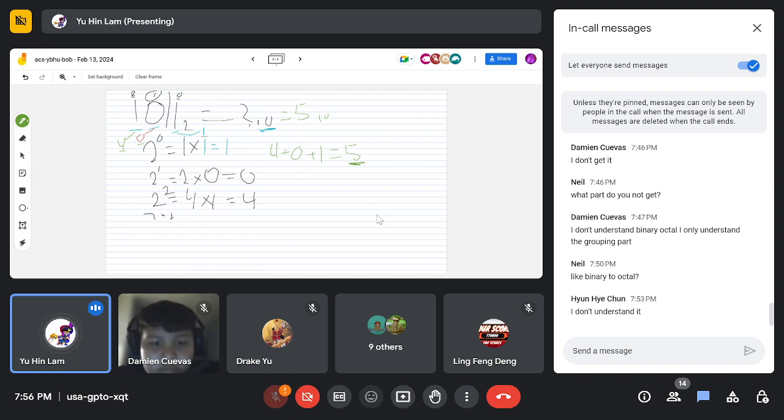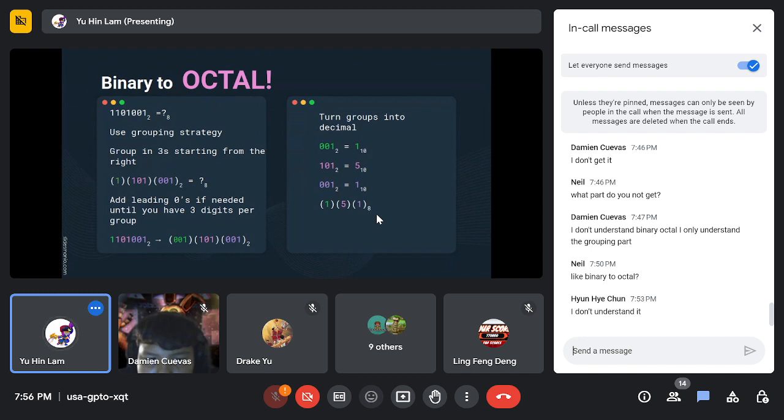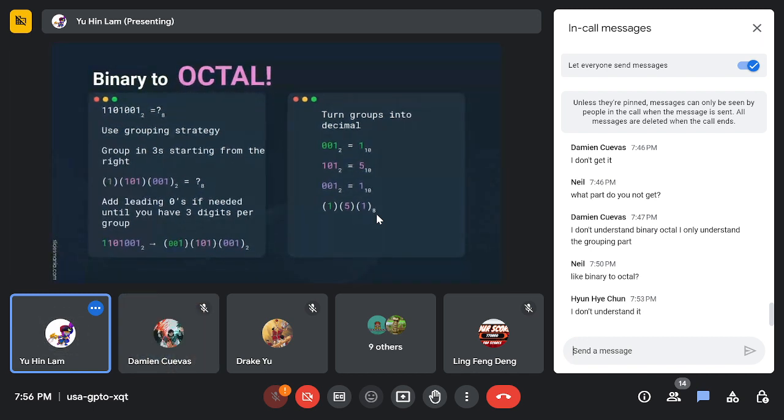So how about today we just clear up some questions about converting just binary to octal or octal to binary. So far everyone understands how to convert binary to decimal first, right? Or is there still any questions or anyone that still doesn't understand how to do?